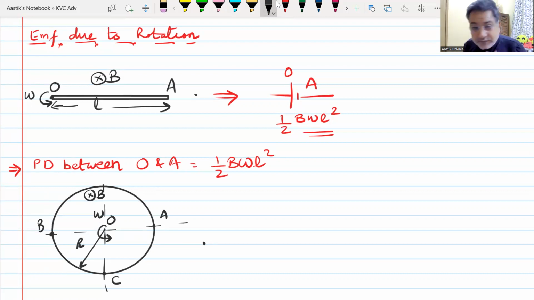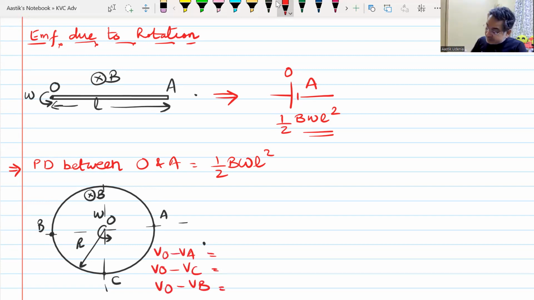What is the potential difference between O and A, and which point is at a higher potential? Or between O and B, which point is at a higher potential? Or between O and C? So VO minus VA will be the same as VO minus VC, and this will be the same as VO minus VB. Do we understand this? Yes. And all of this will be equal to half B omega R square.